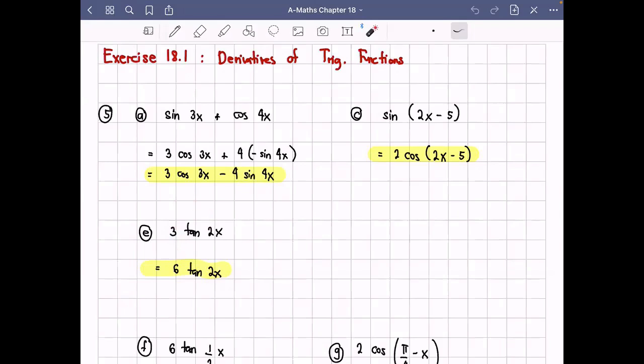And then, okay, this is wrong. So this should be, what is the derivative of tangent? It should be secant squared of 2x. Okay. Sorry for that. So secant squared of 2x. So this is the correct answer.